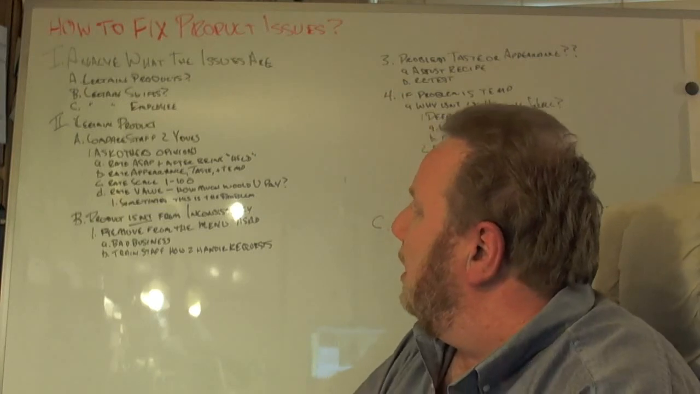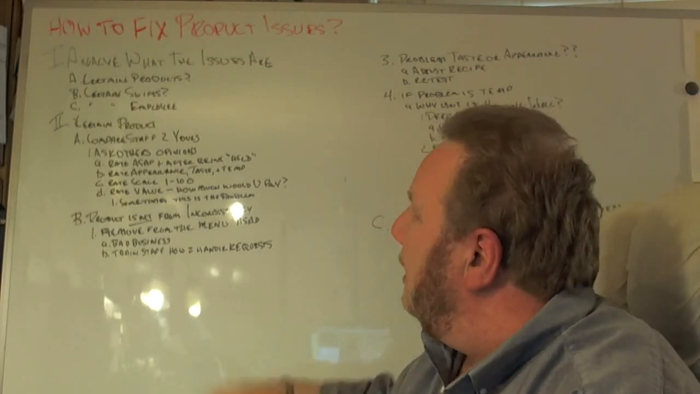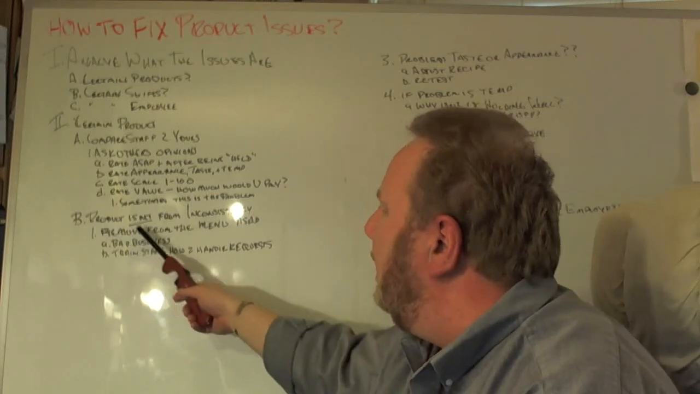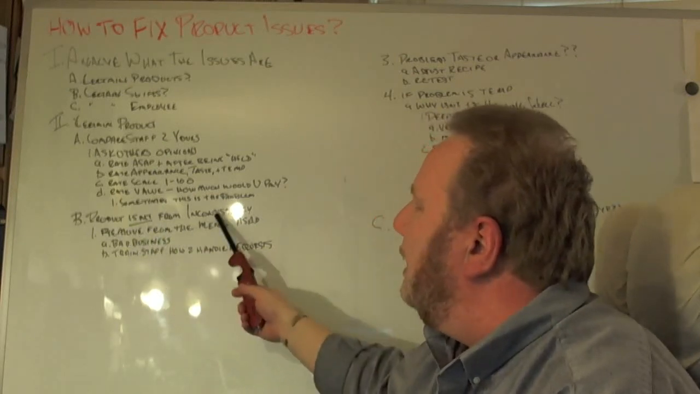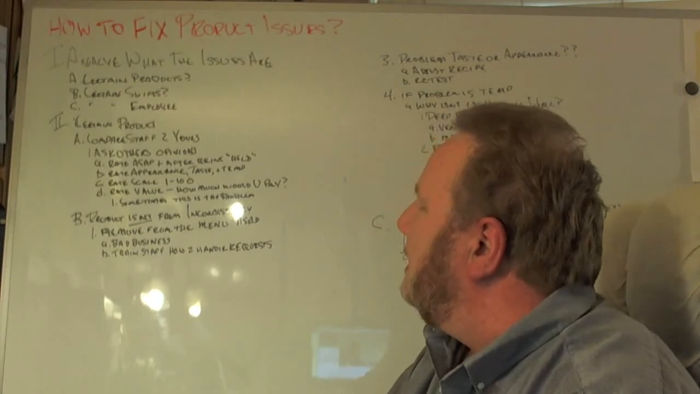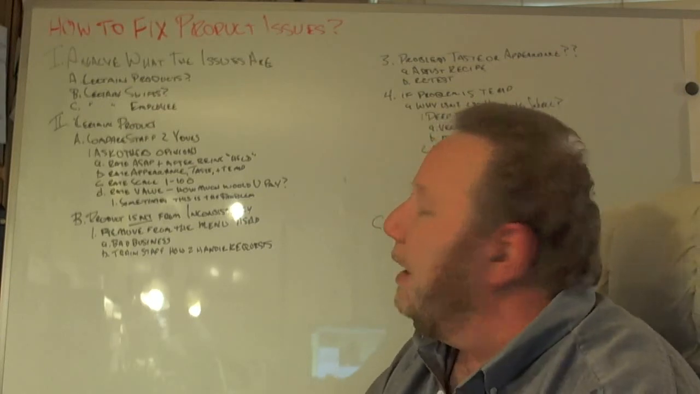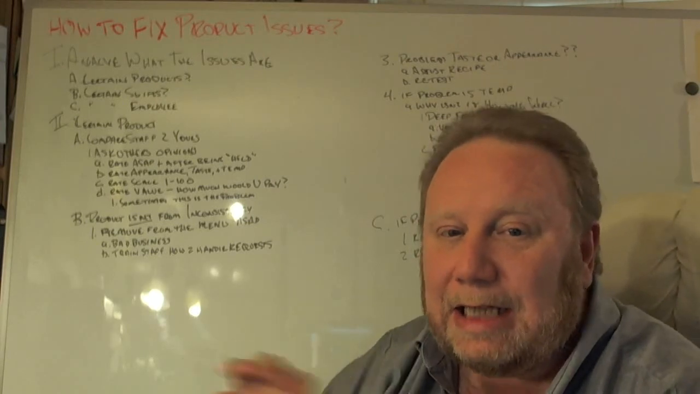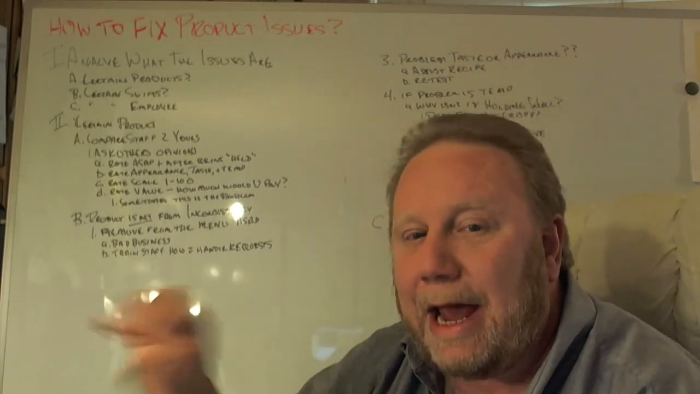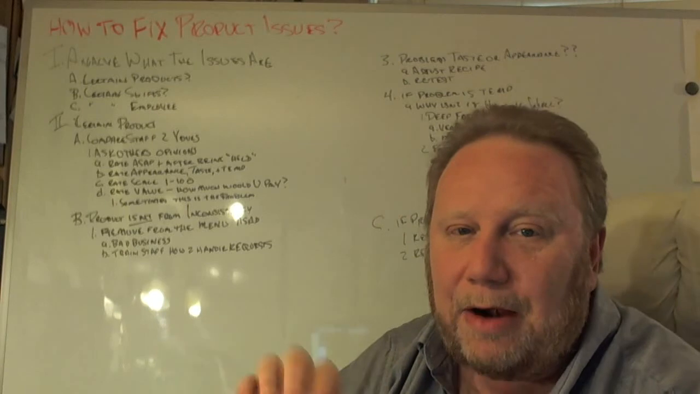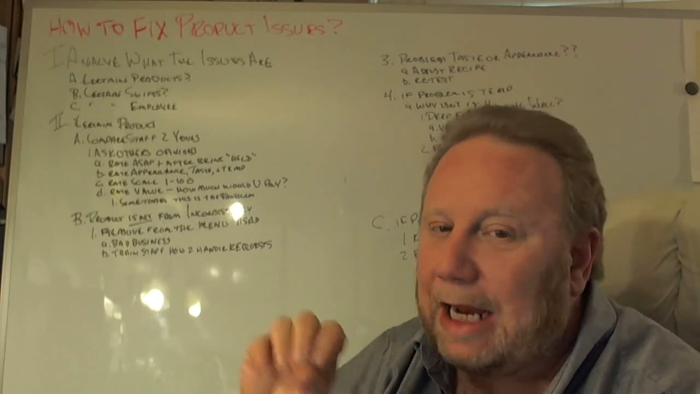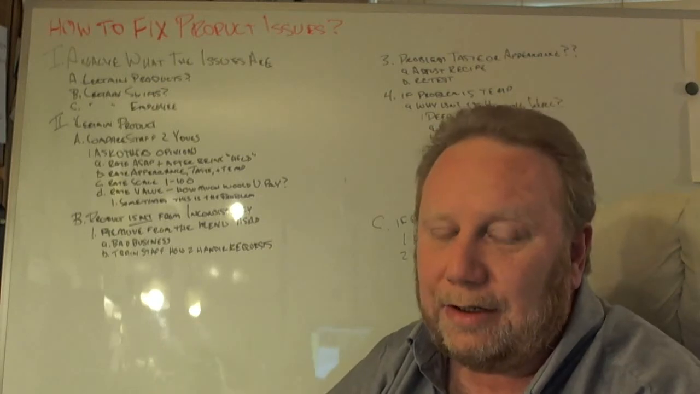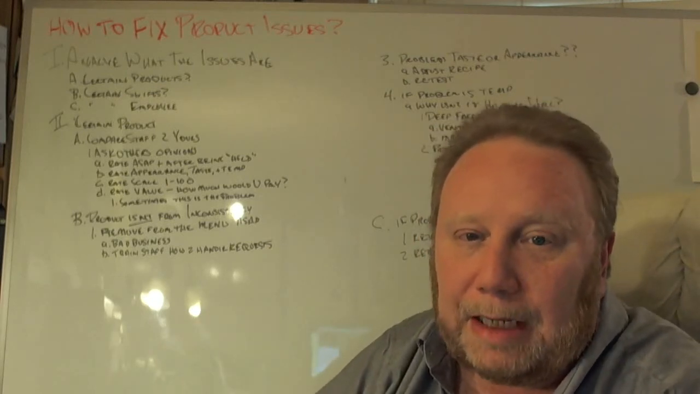Next, if it's not a certain product, and the product isn't bad from inconsistency, remove it from the menu ASAP. When I say inconsistency, it's not this person making it bad or this shift making it bad or this or that. It's not a consistency in the making of the product. There's some other reason that customers are complaining about.